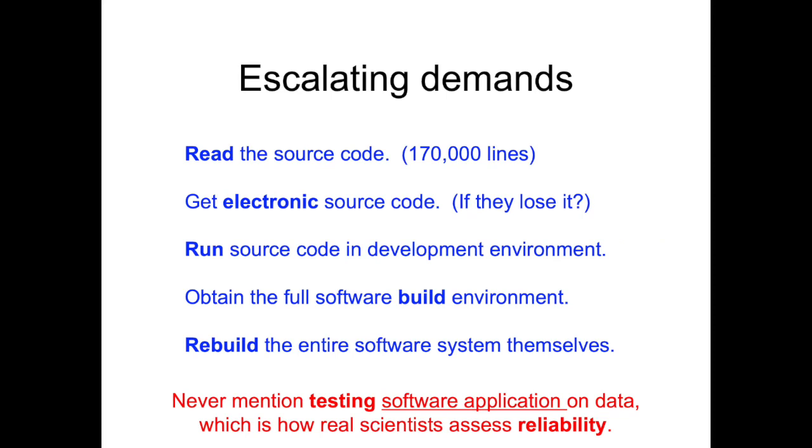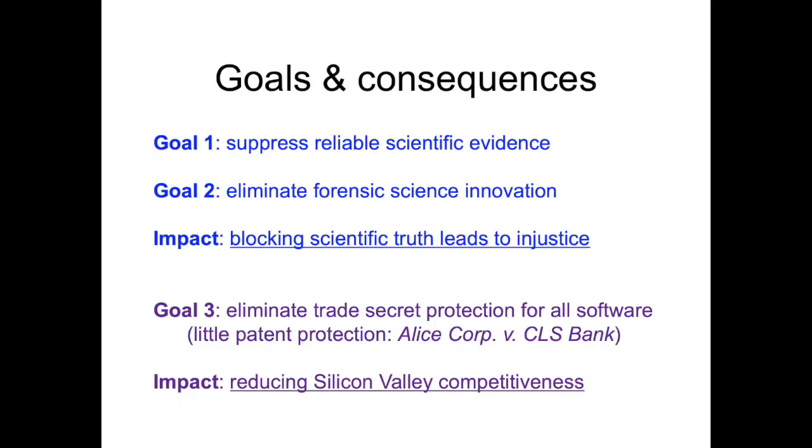The way the Gambit actually works is escalating demands. First, they ask if they can read the source code. The judge orders it, we give it to them. They're not happy. Then they get electronic source code. They ask for more. Of course, we're concerned, what if they lose it on the internet? Then they ask to run it, and then they ask to build it. The most recent requests that have been denied by courts is they want to rebuild the entire software system themselves, redoing a 10 or 20-year development effort. Nowhere do they mention testing the software application, which is how real scientists assess reliability.